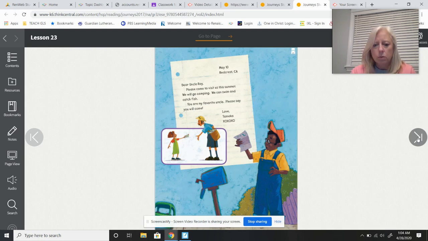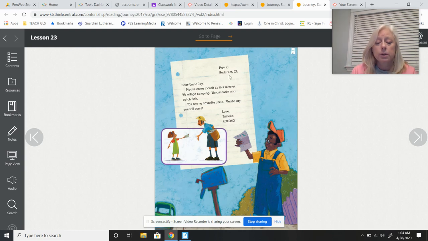Our story starts out with the little girl Tamika. We see a picture of her handing a letter to the mailman. And it's written May 10th in Red Crest, California. Dear Uncle Ray, please come to visit us this summer. We will go camping. We will swim and catch fish. You are my favorite uncle. Please say you will come. Love, Tamika.